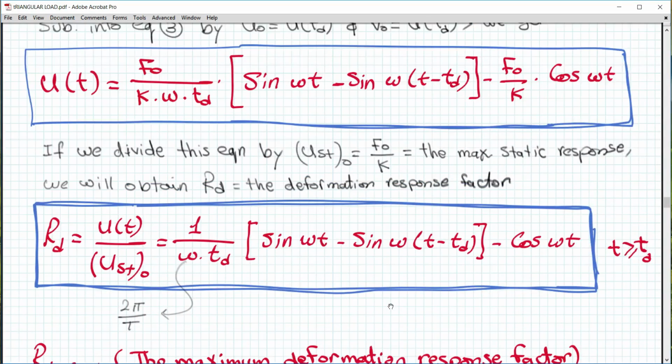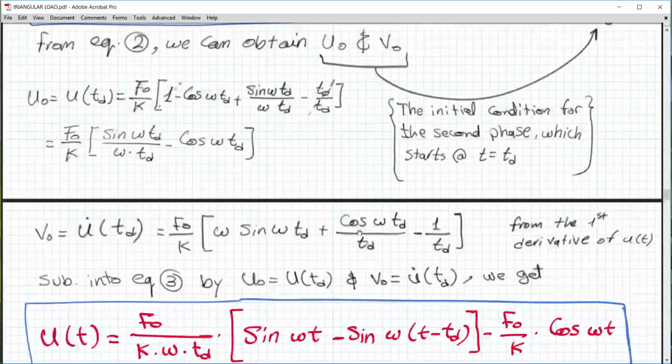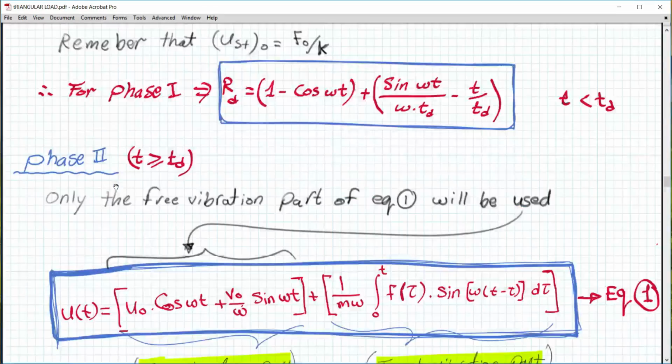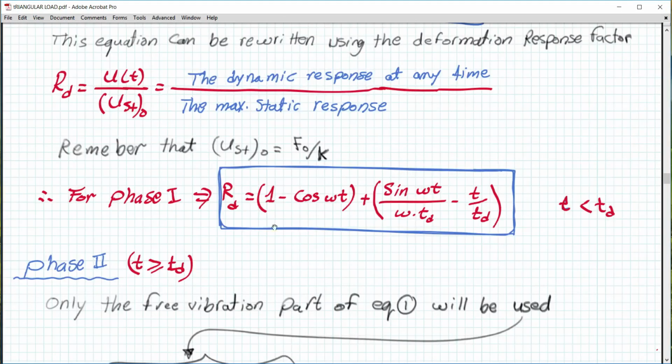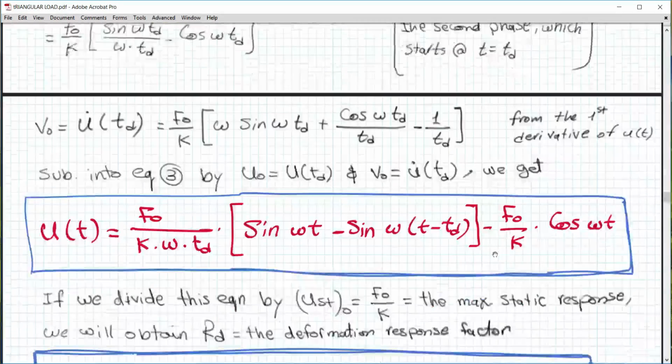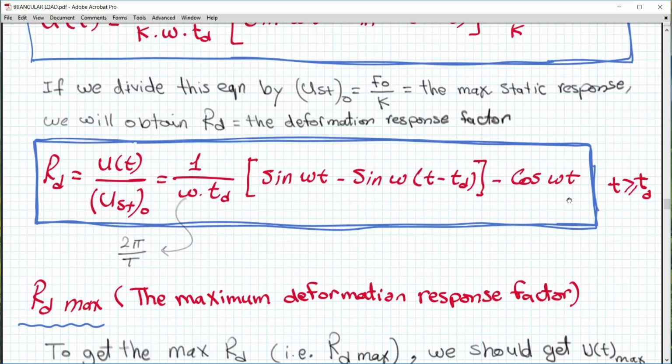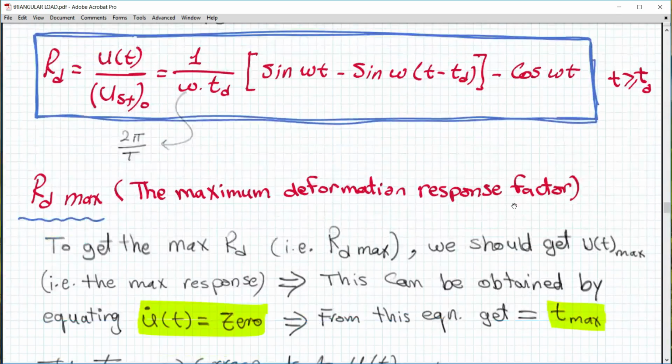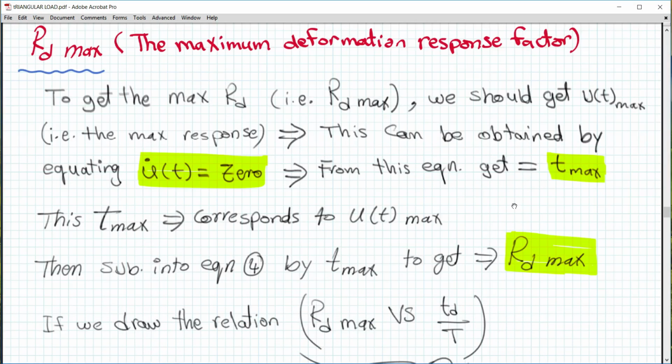Okay, so now we understood. Now we obtained these two values here. We have RD for the first phase, for t less than td, and we have RD for the second phase, for t larger than or equal to td. Okay. Now we are going to look at the maximum deformation response factor.